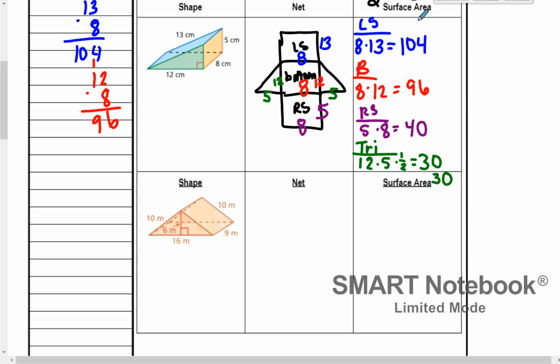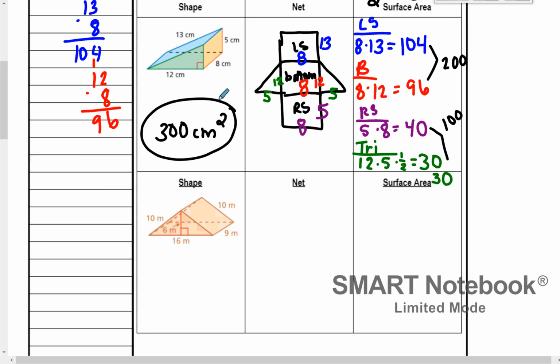Last up, we are going to add up all of those numbers. I'm going to just start chunking them together to make it easier mental math. 96 plus this 4 gives us 100, plus that 100 gives us 200. So 104 plus 96 is 200. 40 plus 30 is 70, plus another 30 is 100. So this would come out to 300 centimeters squared, because we're still finding area, so it's centimeters squared.